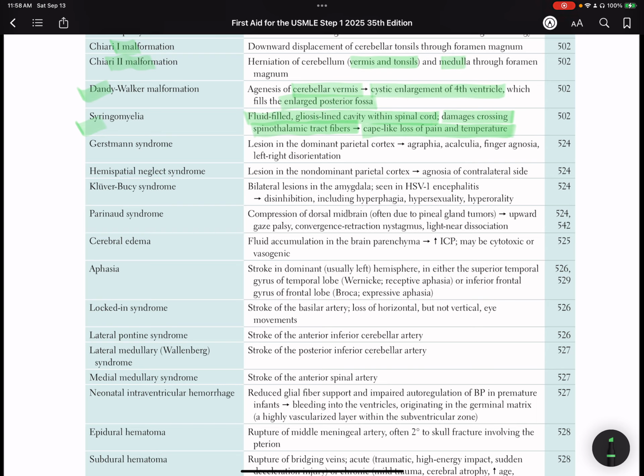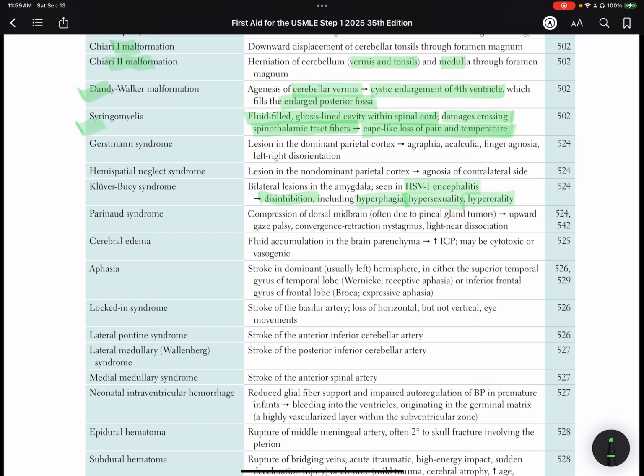What causes Kluver-Bucy syndrome? Bilateral lesion in the amygdala seen in HSV1 encephalitis, which leads to disinhibition, causing hyperphagia, hypersexuality, hyperorality. Kluver-Bucy syndrome is bilateral lesion in the amygdala seen in HSV encephalitis leading to disinhibition. So because there is disinhibition, there is also hyperphagia, hypersexuality, and hyperorality.